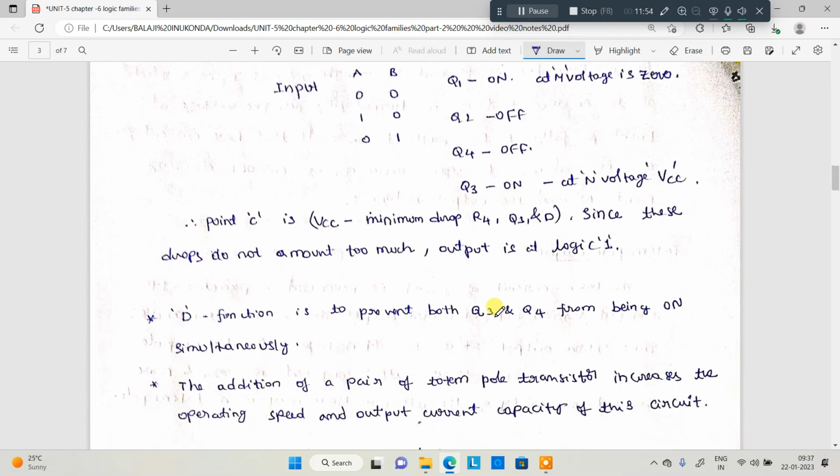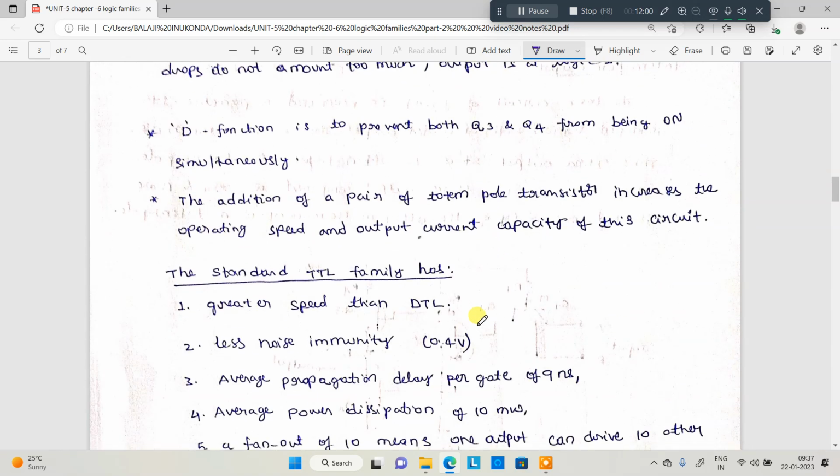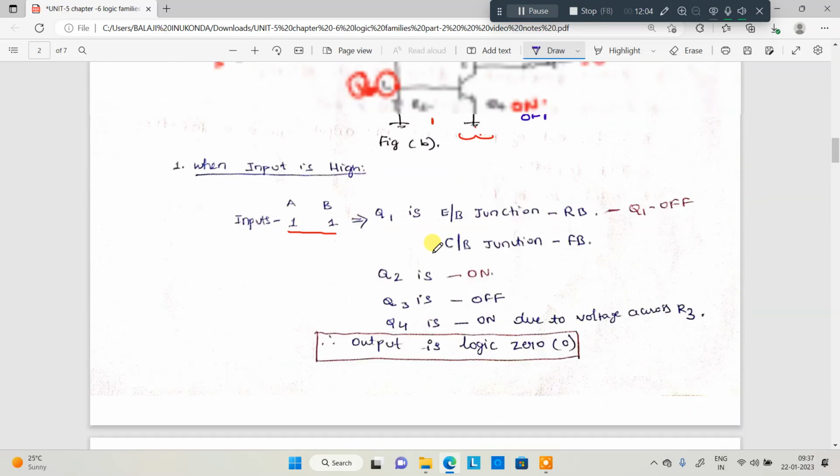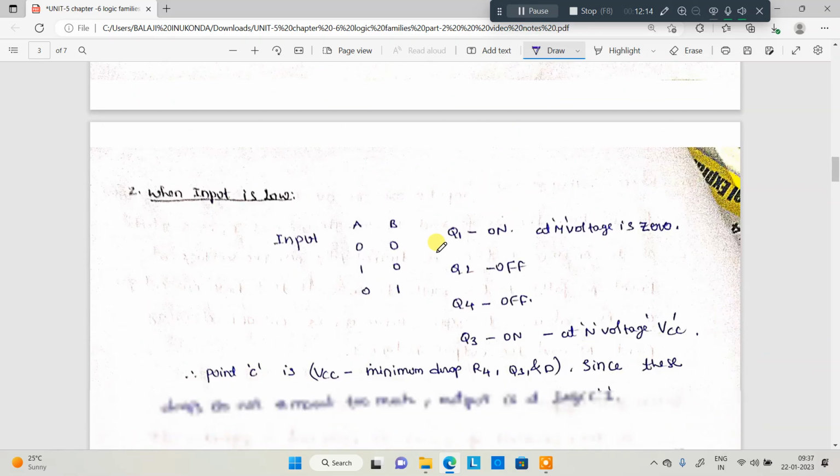Okay, now this is about the whole explanation. Now we'll see two important points. Why are we using the D? What is the purpose of D here? It ensures that both the transistors do not turn on at a time, so this diode is doing that. Okay, that is the provision of the diode.